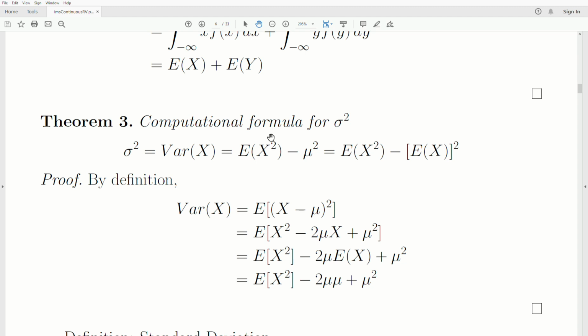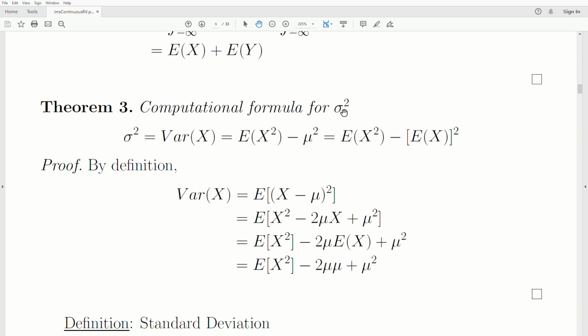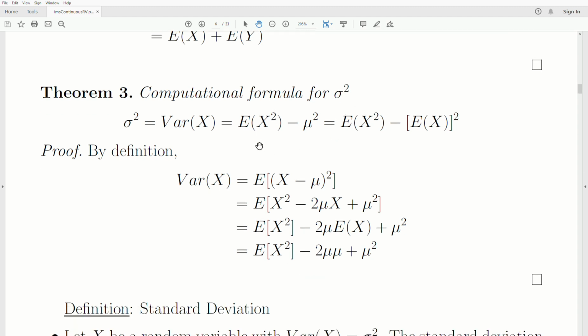Now, the computational formula for sigma squared, and we will use this formula almost in every video when we derive the variance of a random variable from a specific continuous distribution. So the variance of x is the expected value of x squared minus the mean squared. Now some, instead of saying mu, will put in expected value of x. These are the same.